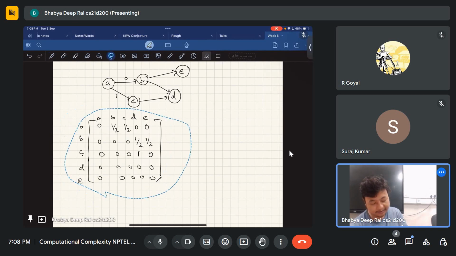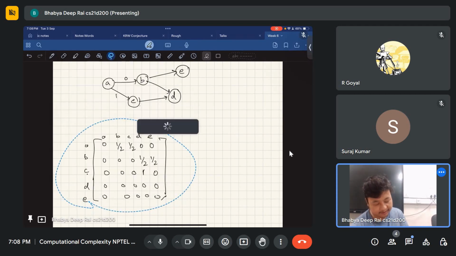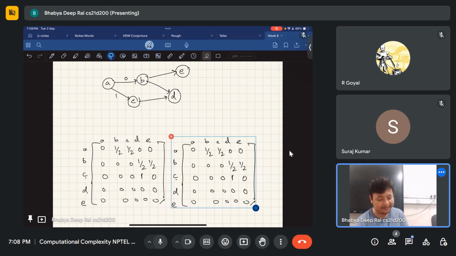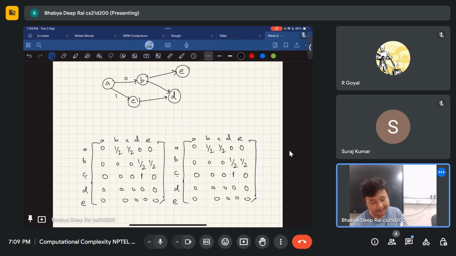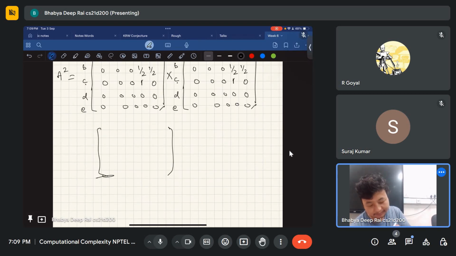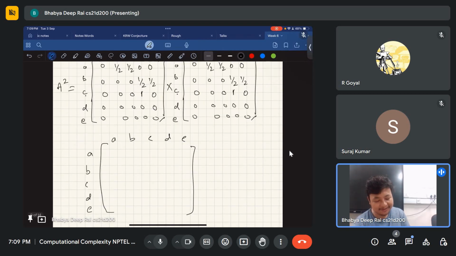Let me shift this a bit here, and let me copy and duplicate it and bring it here, and I'm multiplying this, and I'm naming it A square. Let's see what happens. A, B, C, D, E along the rows and columns. Let's see what happens when I multiply them.